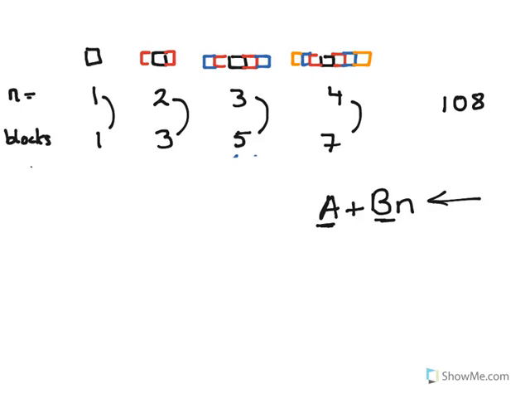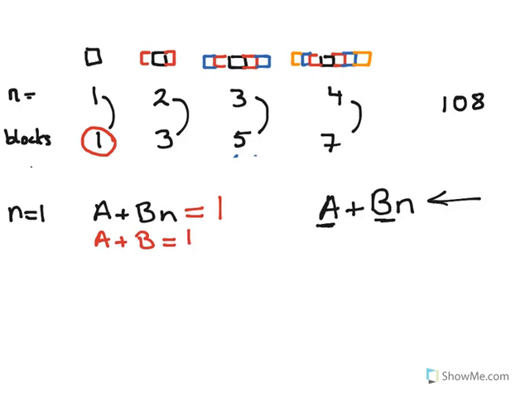What happens when n equals 1 to our equation a plus bn? We look at where the answer was. When n equals 1, the answer to our equation is 1. So when n equals 1, a plus bn must equal 1. But we know that n equals 1, so a plus b times 1 equals 1. So a plus b equals 1.